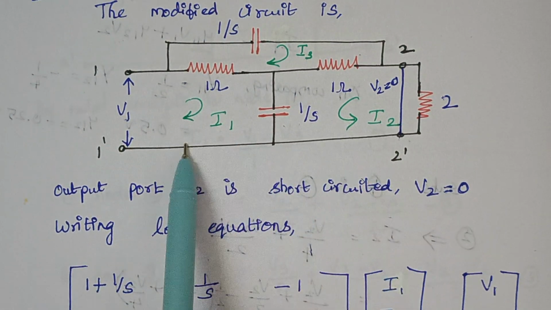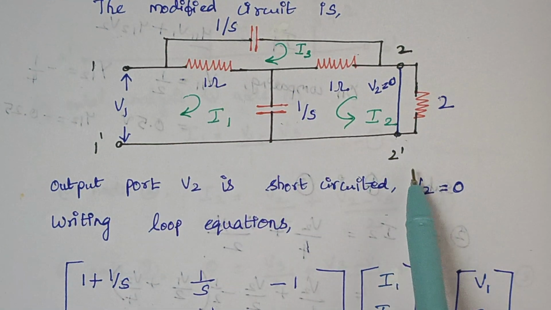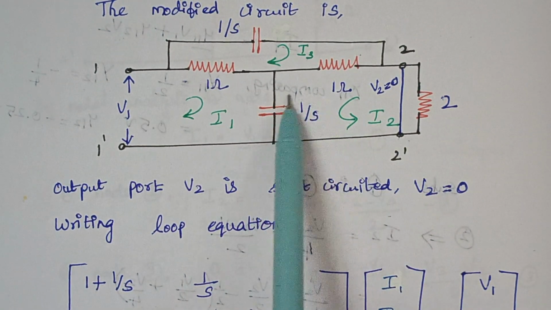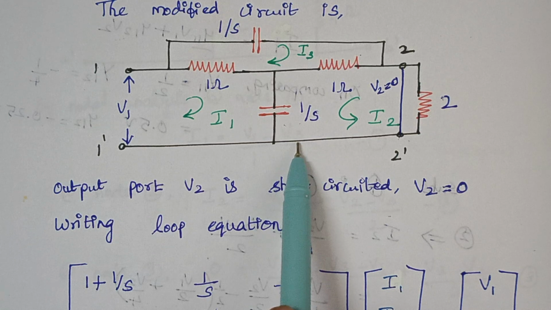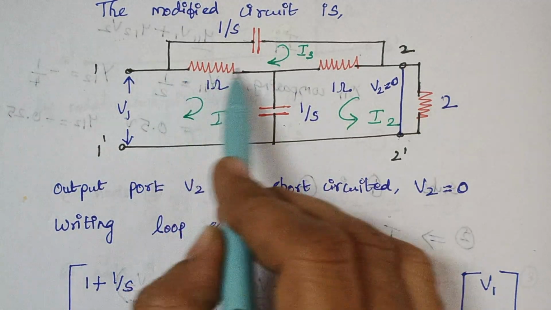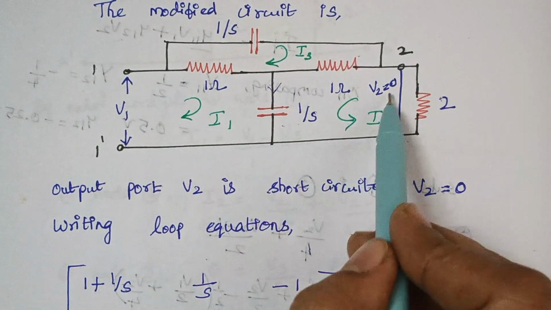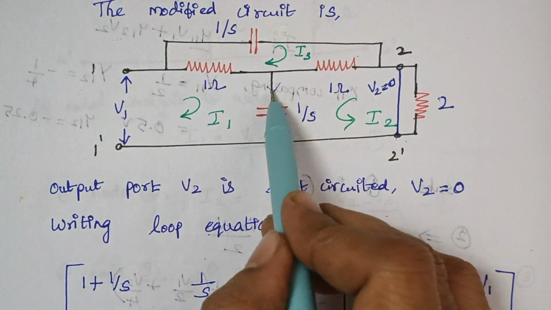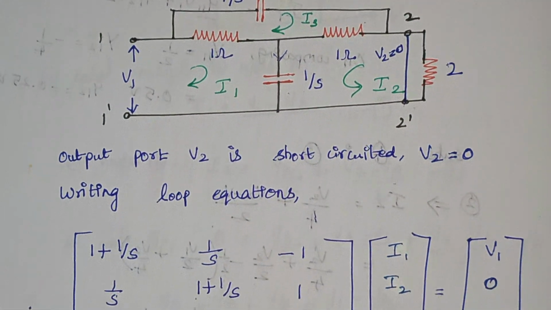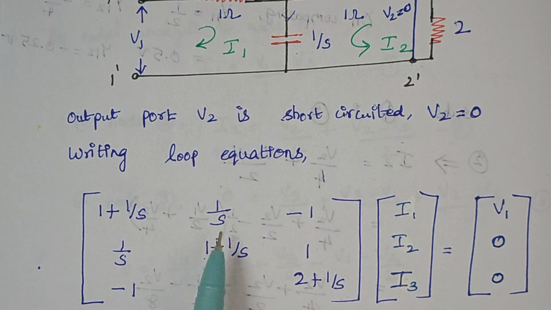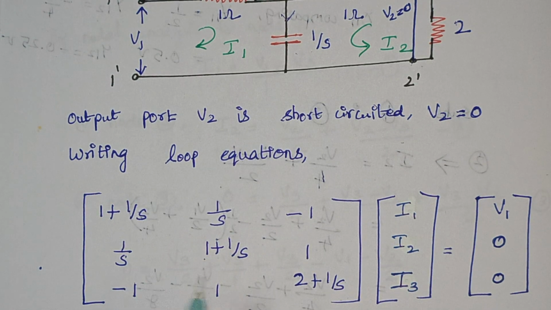Now we write the common elements. Between loop 1 and 2, the element present is 1 by S. Now we have to look at the direction of current. I1 flows through this capacitor like this, and similarly I2 also flows through this capacitor in the same way. Therefore here the value is 1 by S and here it is 1 by S.